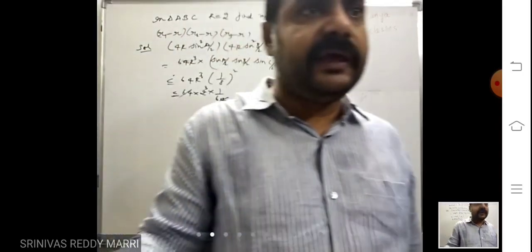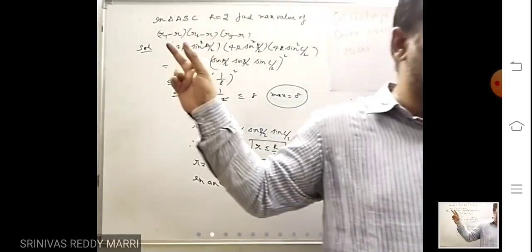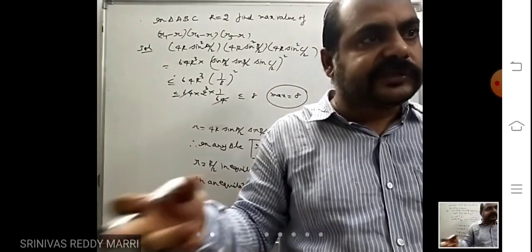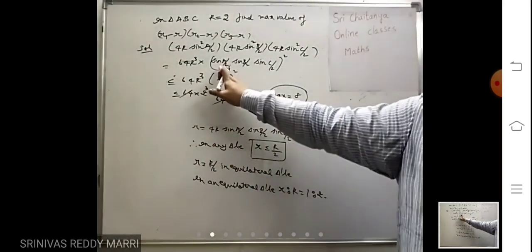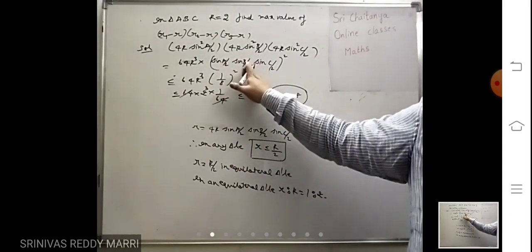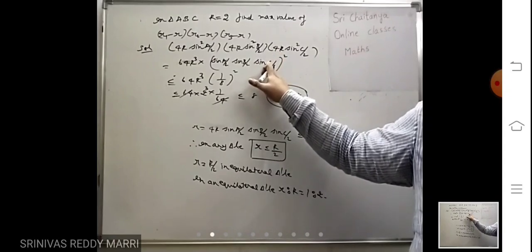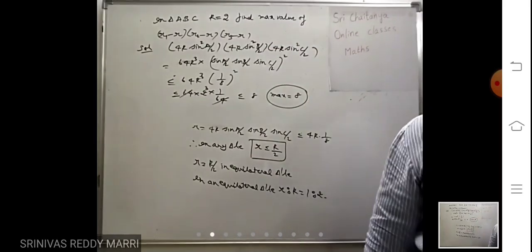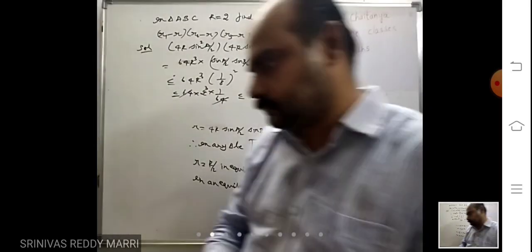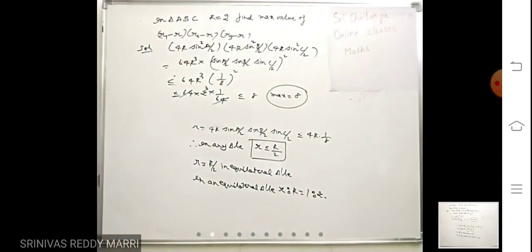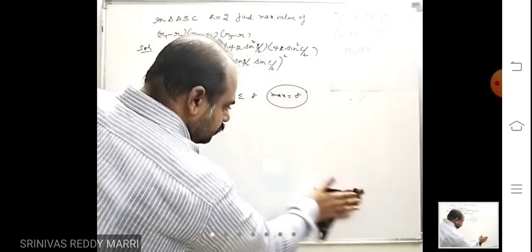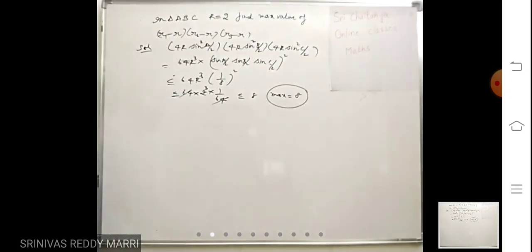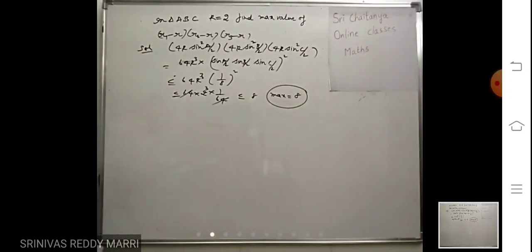Like that, whenever an expression is given, you substitute those formulae in terms of angles. If you substitute the formula and arrive at sin A by 2 into sin B by 2 into sin C by 2, you write that it is less than or equal to 1 by 8. Then you will get the maximum value. Look at the next one.